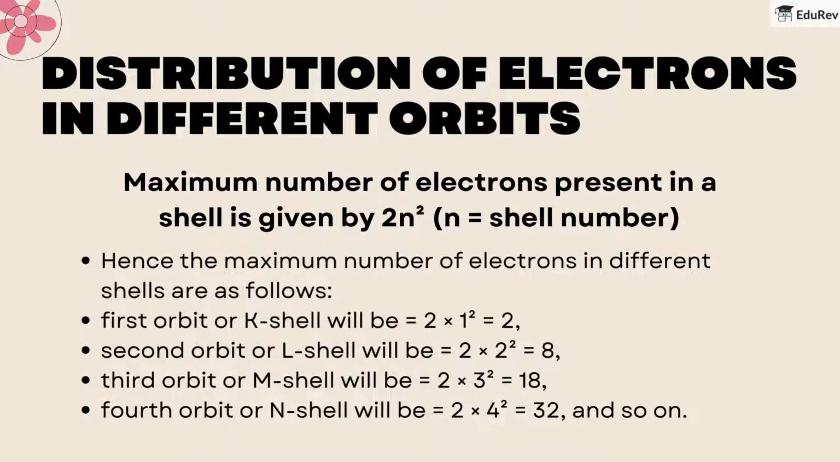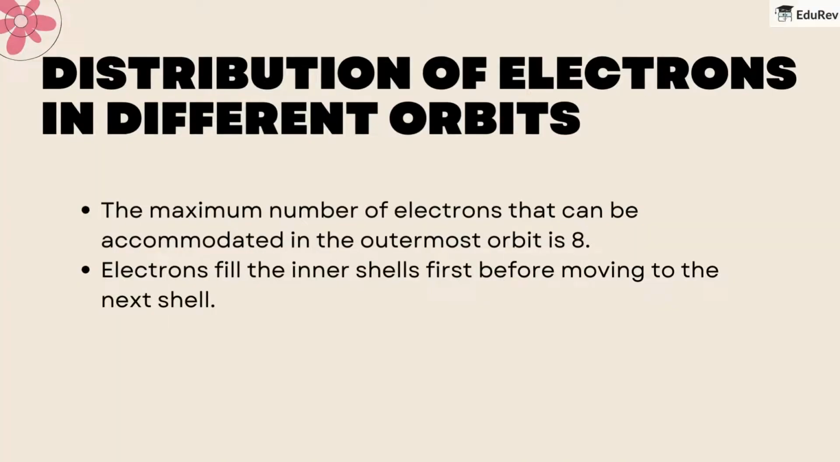Third orbit or M shell will be equal to 2 times 3² is equal to 18. Fourth orbit or N shell will be equal to 2 times 4² is equal to 32, and so on. The maximum number of electrons that can be accommodated in the outermost orbit is 8. Electrons fill the inner shells first before moving to the next shell.